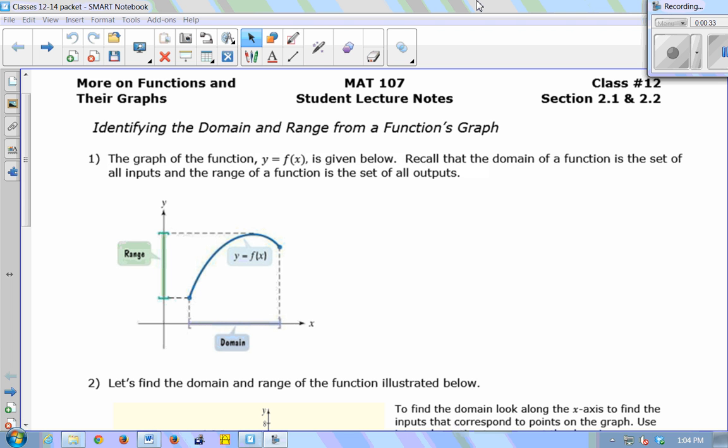So today we're going to first talk about the domain and range of a function's graph. So we talked about the domain and range of a function last class. And the domain was the set of all inputs or x values, and the range was the set of all outputs or y values. Do you remember this? I'll give you a little refresher.